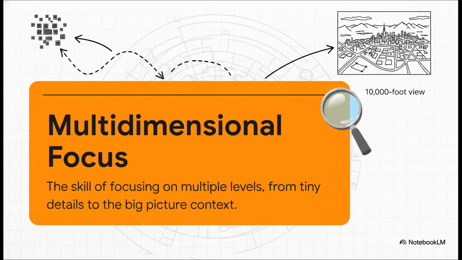So here's the core idea, right? Multi-dimensional focus is basically the skill of intentionally shifting your attention where you want it to go. It's about learning to bounce between, say, the tiny pixel-level details of something and then pulling all the way back to that massive 10,000-foot view of the whole situation. And look, the point here isn't to ignore the small stuff. Not at all. It's about understanding how all those little details fit into the bigger story.